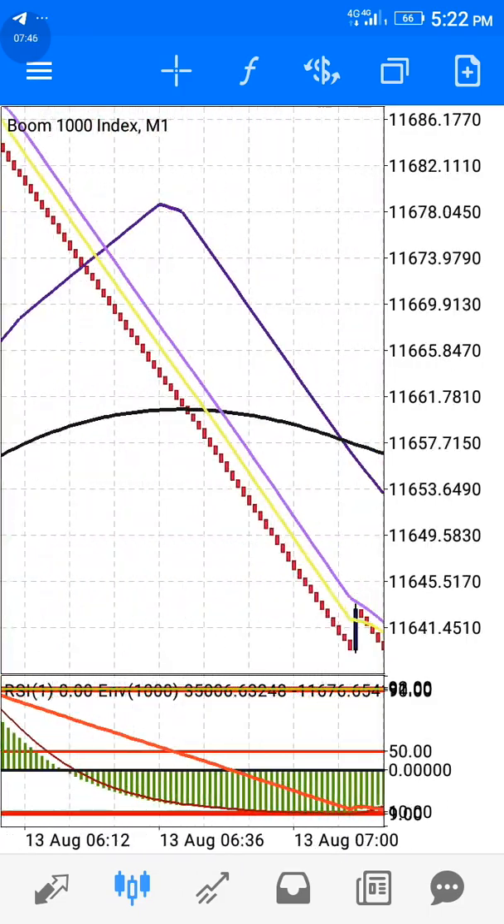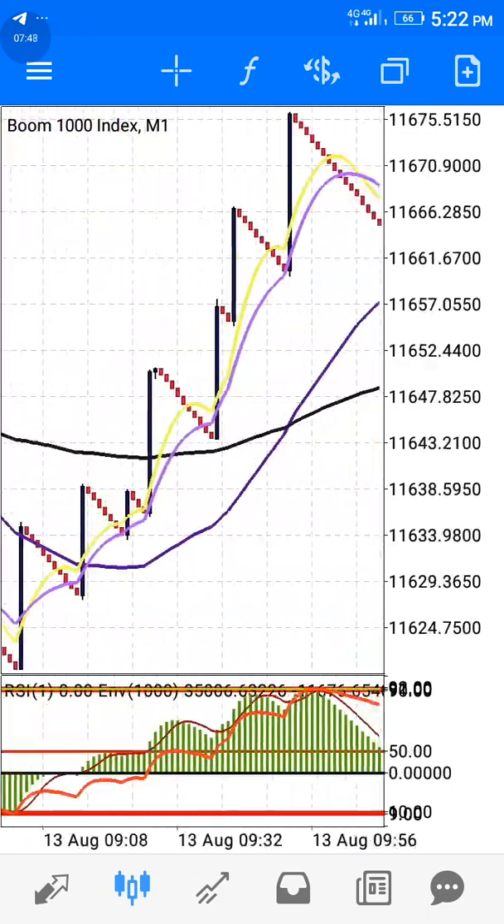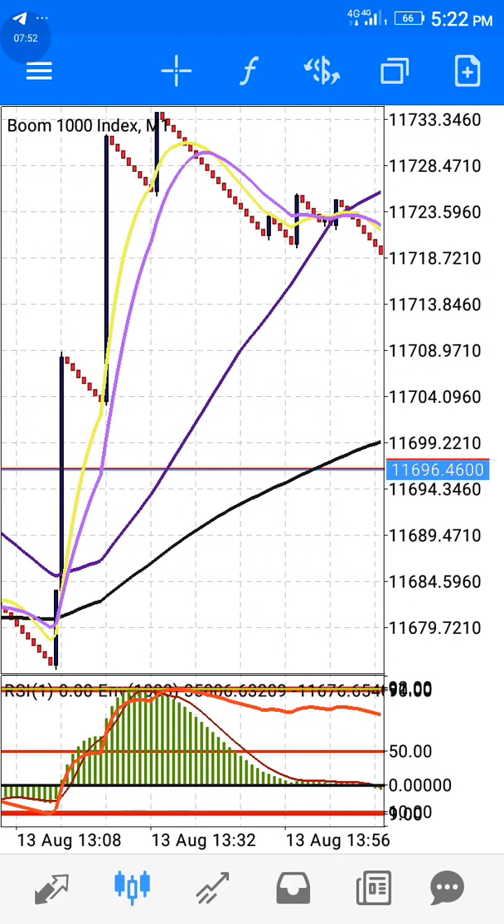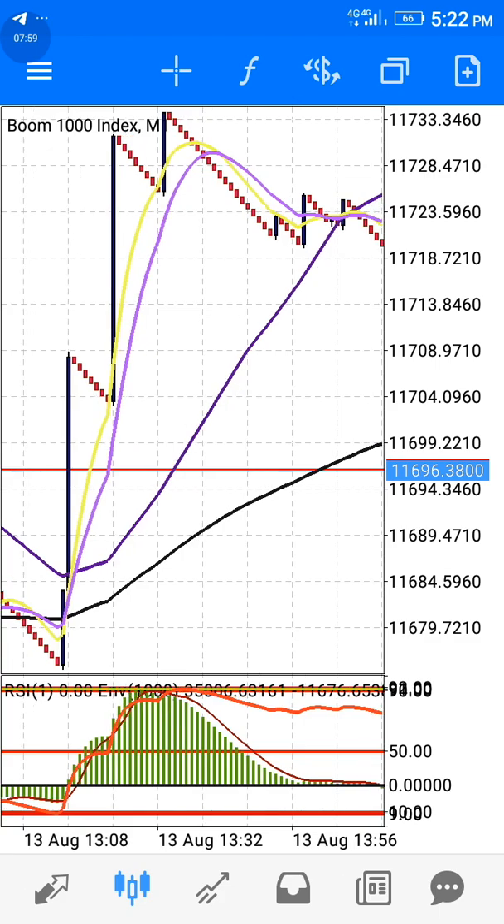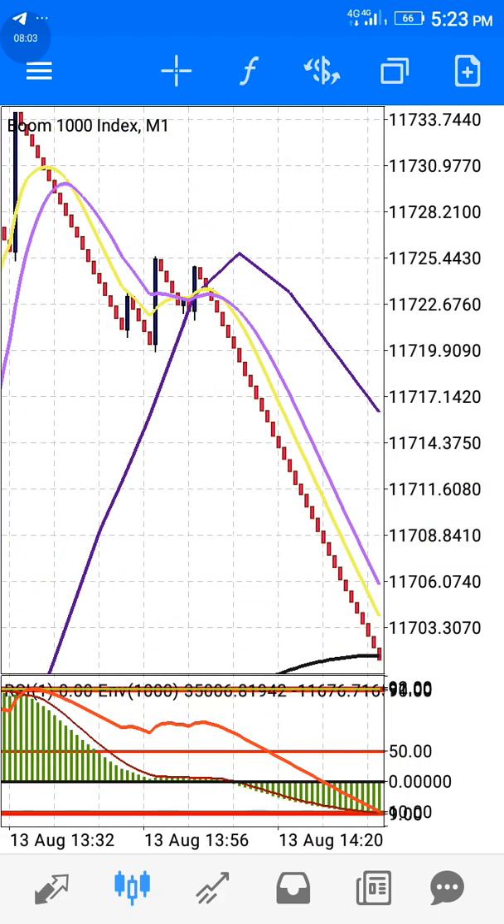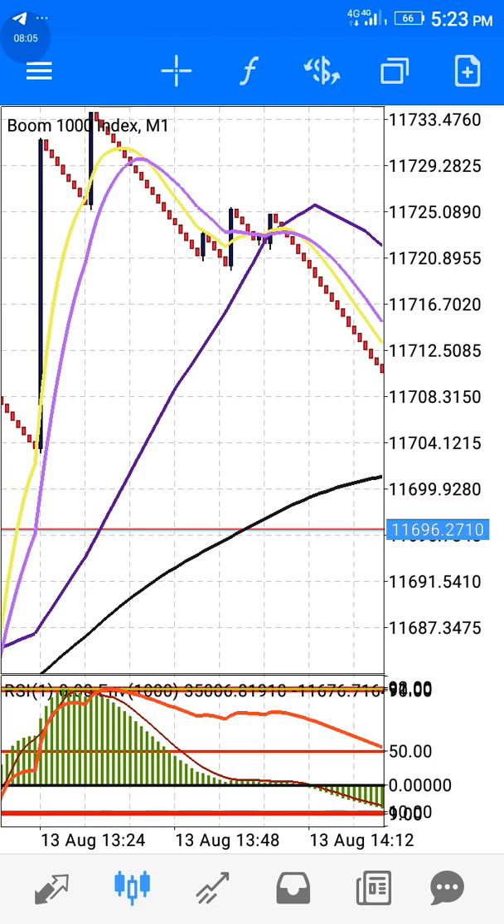So how does this strategy work? It works for the 5-minute time frame, and it also works for the 1-minute time frame. Let me show you how it works.